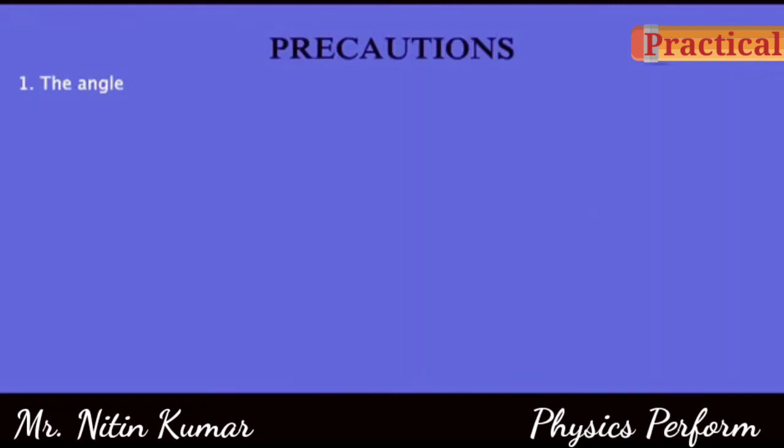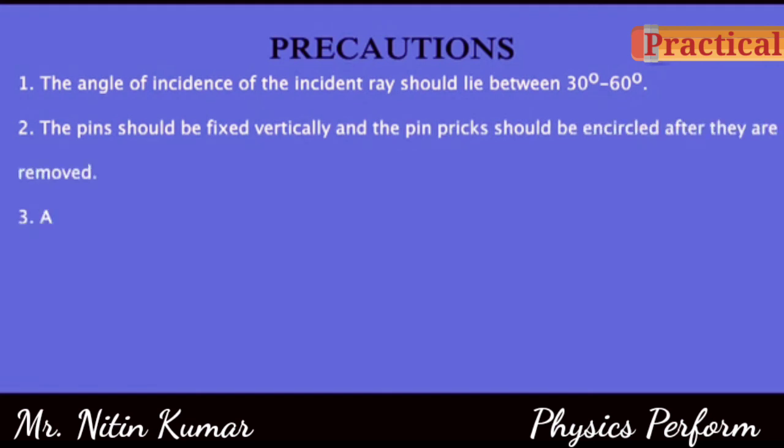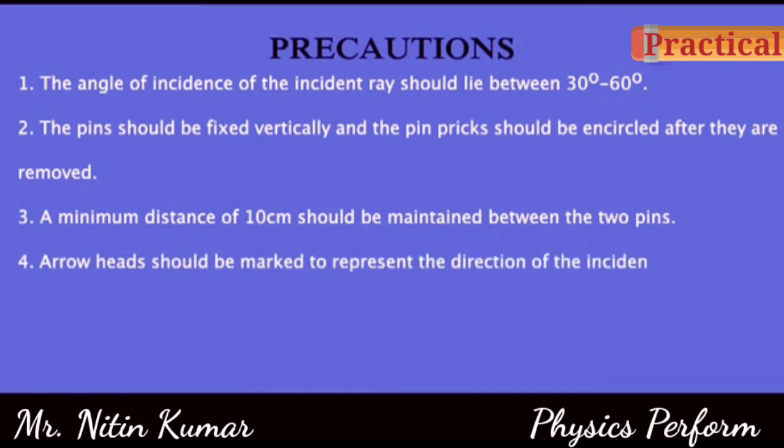The angle of incidence of the incident ray should lie between 30 degrees and 60 degrees. The pins should be fixed vertically and the pin pricks should be encircled after they are removed. A minimum distance of 10 centimeters should be maintained between the two pins. Arrowheads should be marked to represent the direction of the incident and emergent rays. For all observations, you should use the same angle of prism.